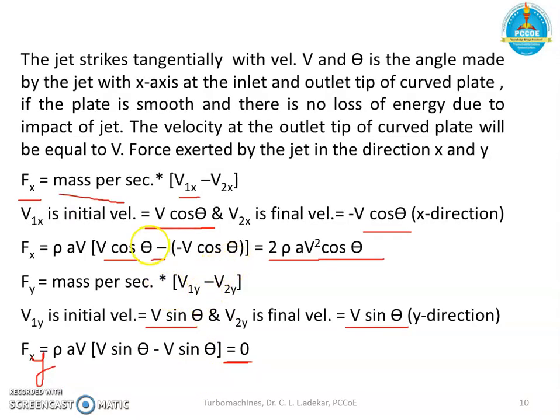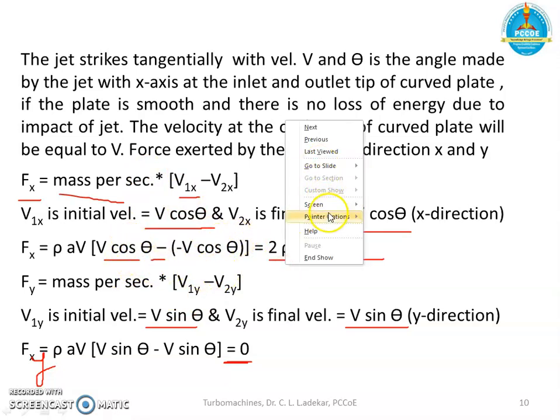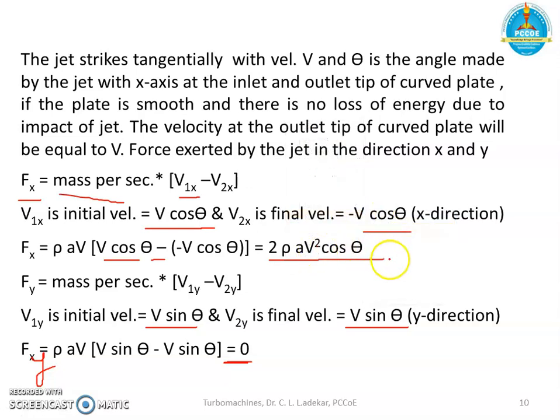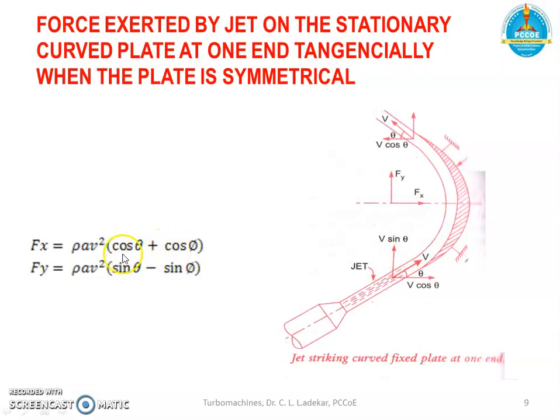If the plate is asymmetrical, only the changes will be in this. I will note down here the expression when it is asymmetrical. Fx, you can write rho a v square into (cos theta plus cos phi). Here you can see cos theta plus cos phi, and here sin theta minus sin phi. So that much change you can bring in.